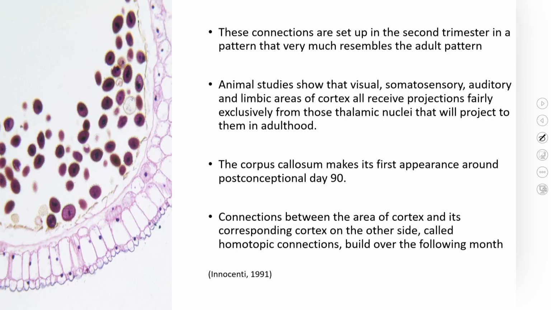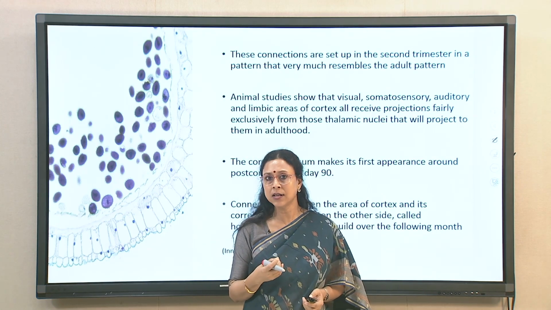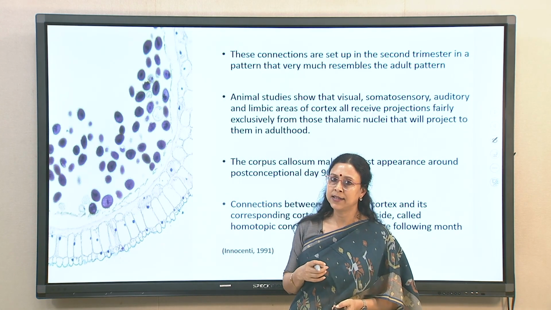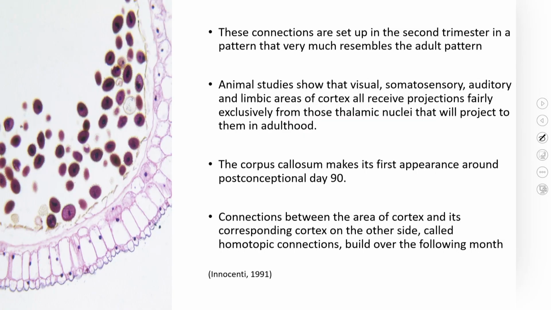These connections are set up in the second trimester in a pattern that very much resembles the adult pattern. So, you can imagine how quick and how fast the entire process of creating the brain is. Animal studies show that visual, somatosensory, auditory and limbic areas of the cortex all receive projections fairly exclusively from those thalamic nuclei that will project to them in adulthood. Basically, the connections between the thalamus and the cortical regions that will be visible in an adult brain are already in place during this time. The corpus callosum makes its first appearance around post-conceptional day 90.